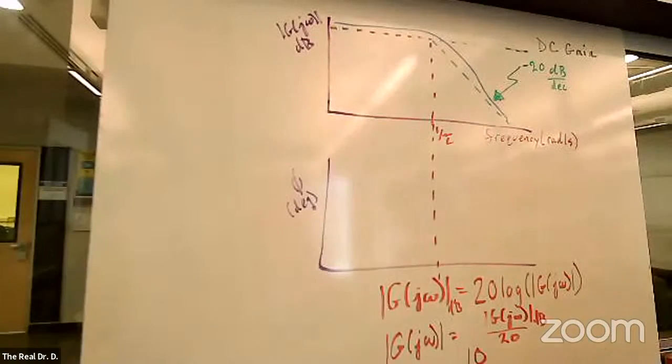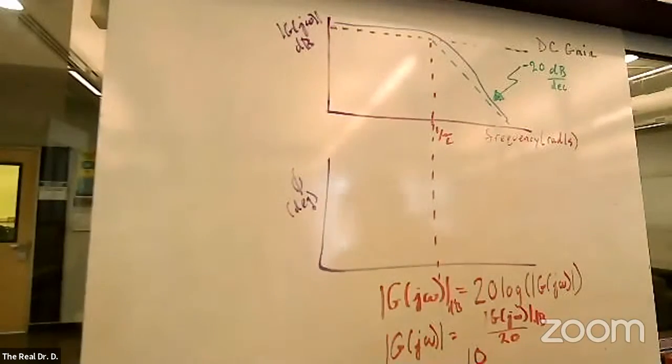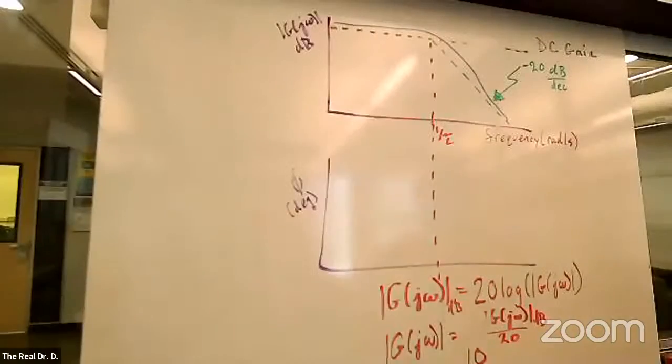All right, does anybody have any questions? Is the decline negative 20 or negative 40? Negative 20 for a first order. Oh, is 40 second order? 40 is second. Okay, gotcha. 60 is third, 80 is fourth. Every time you add an order to the characteristic equation, your magnitude high frequency asymptote gets an additional negative 20.